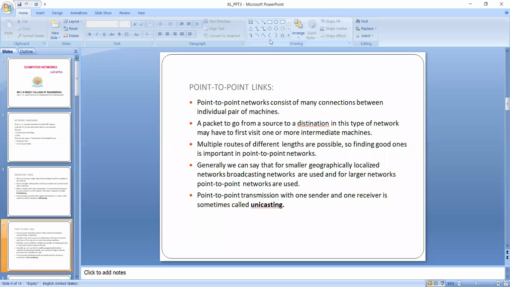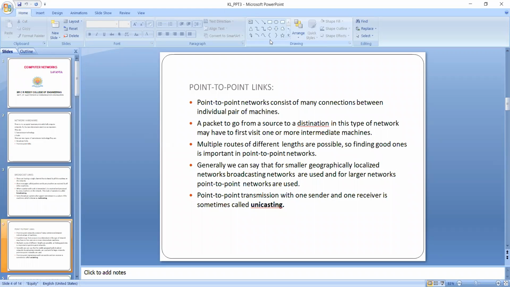For example, for simplicity, let me consider only 3 machines. There is an individual connection between each individual pair of machines. Machine 1 and machine 2 is one pair; there is an individual connection between these 2 machines. Similarly, there is an individual connection between machines 2 and 3. Again, there is an individual connection between machines 1 and 3. So there are many connections between the machines working on the network.